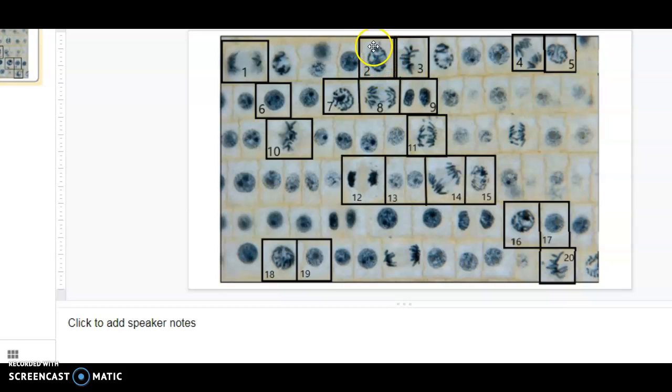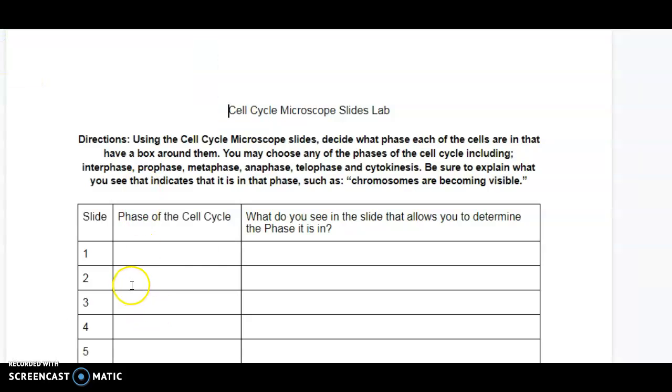So I see a nuclear envelope still intact, but I can see that chromatin is starting to coil up and turn into the chromosomes. That's the darker lines. So that would indicate that number 2 would be in prophase, and what I would put on here would be prophase. And what allows me to know that is because I can see chromosomes are beginning to form.